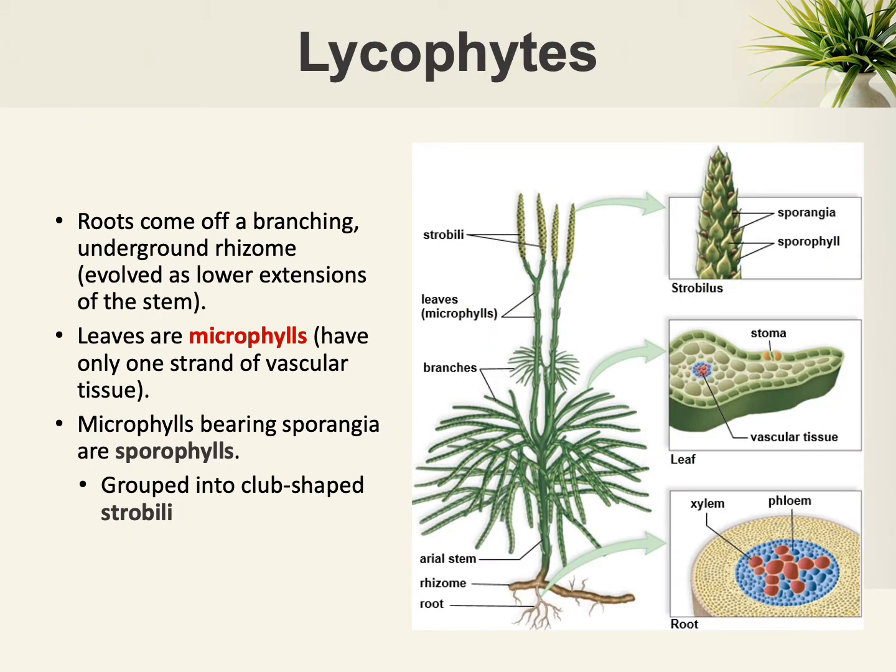So we go on a little bit more detail on the lycophyte. The roots come off a branching underground rhizome, which evolved as the lower extension from the stem. So this is the rhizome. This part, all of these are rhizome. The rhizome consists of roots.